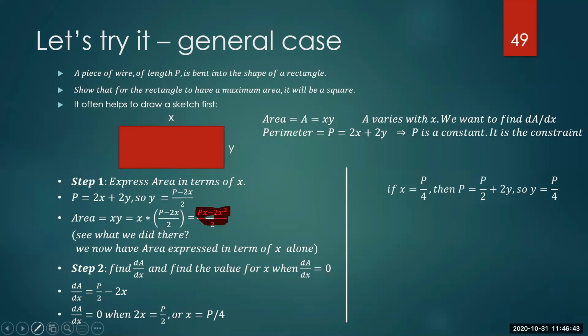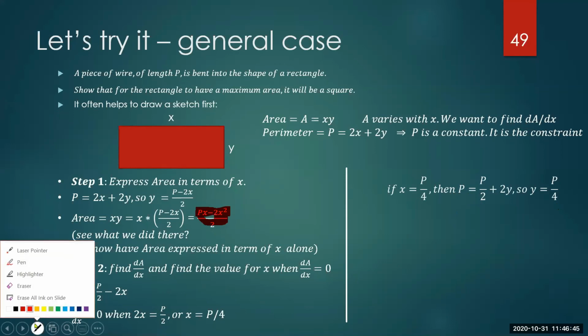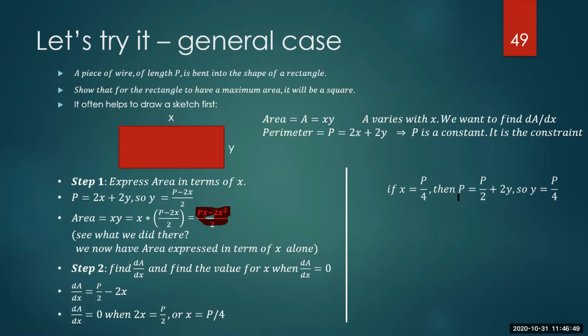Because we remember we said that back here, and I'll try and use a different color. So we said over here, p is equal to 2x plus 2y. So if x is equal to p over 4, then 2x is p over 2. And so from this, we can see that y is also p over 4. But if x is equal to p over 4 and y is equal to p over 4, that means it's a square.